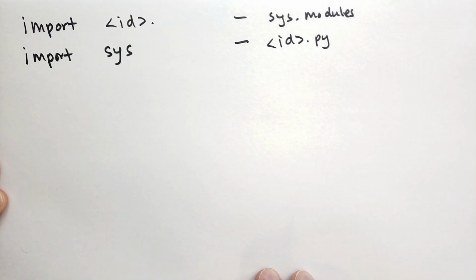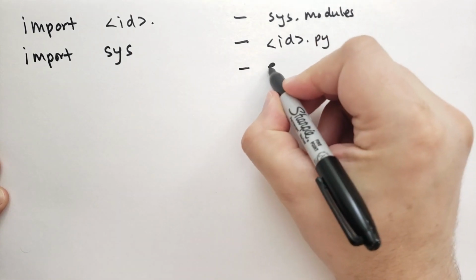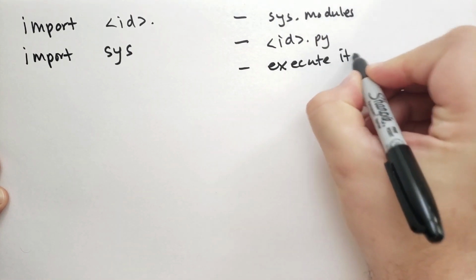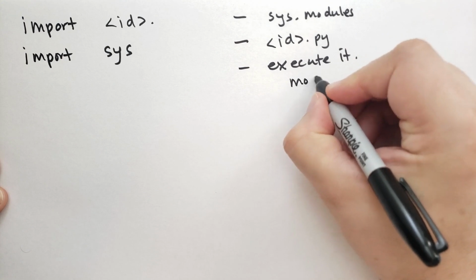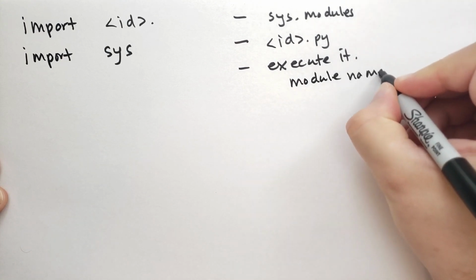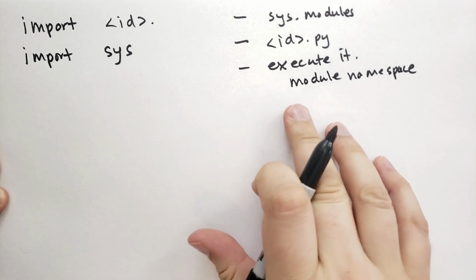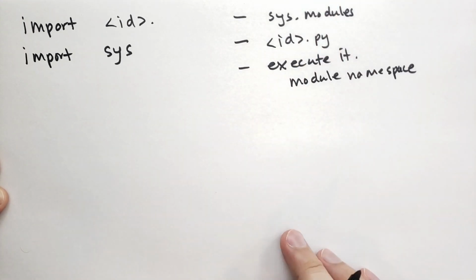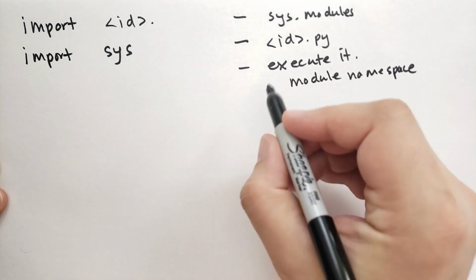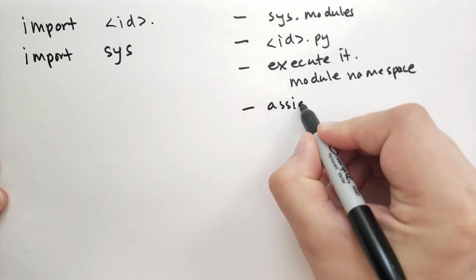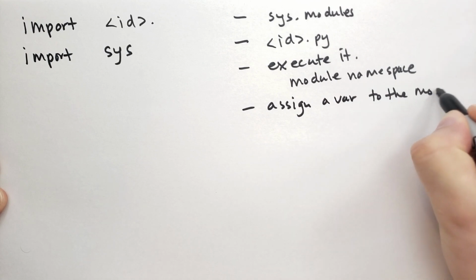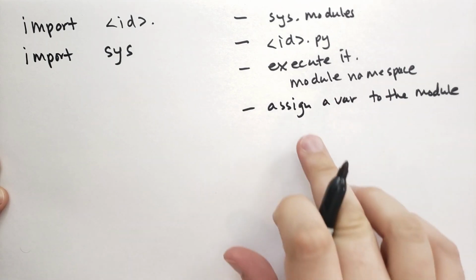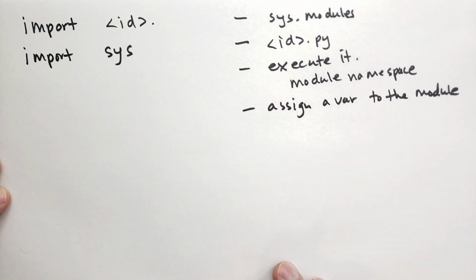Okay. If it finds that module, then it will execute it. However, when executing it, that module's globals will not be your globals. It has its own module namespace. Once it's executed that file, then it'll store that module in sys.modules under the name that it found under the file name. And finally, it will assign a variable to the module. You can access the module's namespace through the variable using the attribute syntax.